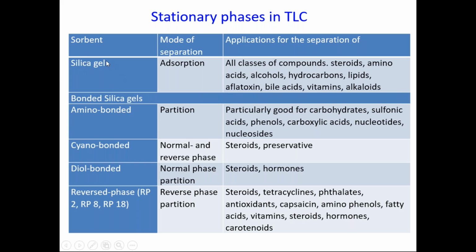That means where the silica gel is chemically treated so that the interacting group is not the hydroxyl group of silica gel, but the amino group or the cyano group or the diol group or the reverse phase group, which could be carbon 2, carbon 8, or carbon 18. So in the amino bonded, the mode of separation is partitioning. In cyano bonding, it is partitioning either in the normal or the reverse phase. In diol bonding, it is normal phase partitioning, and in reverse phase, it is reverse phase partitioning.